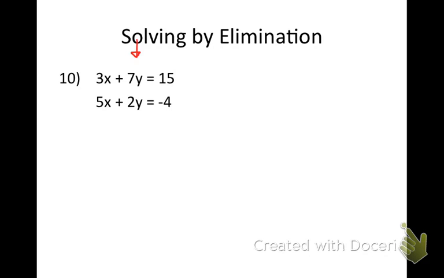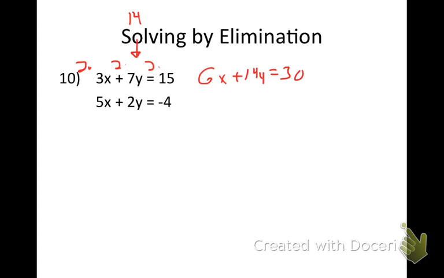Well, what's a common multiple of 7 and 2? 14. Okay, so I want to somehow get these to 14. So what am I going to multiply the first equation by? 2. So I multiply the first equation by 2, and I get 6x plus 14y equals 30.